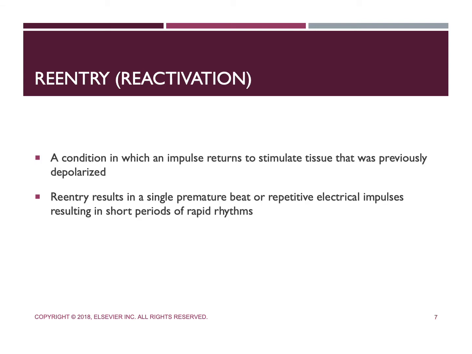Now, reentry, or reactivation, is a condition where an impulse returns to stimulate tissue that was already stimulated. So it was previously depolarized, and it's coming back, re-entering or reactivating what was already depolarized or activated. What happens when this reentry occurs is a single premature heartbeat or a repetitive electrical impulse in short periods of rapid rhythms, which is what we'll see in regards to this reentry.